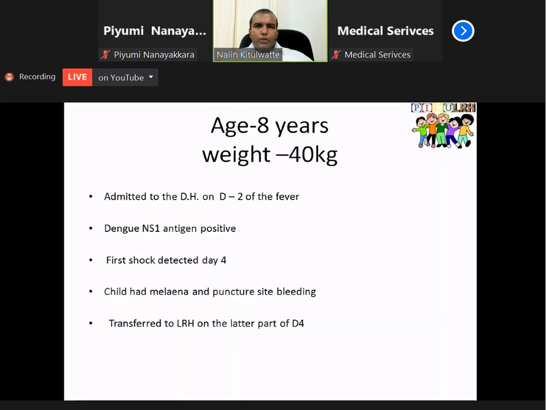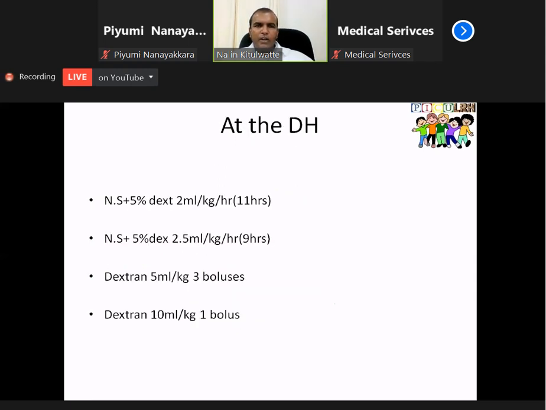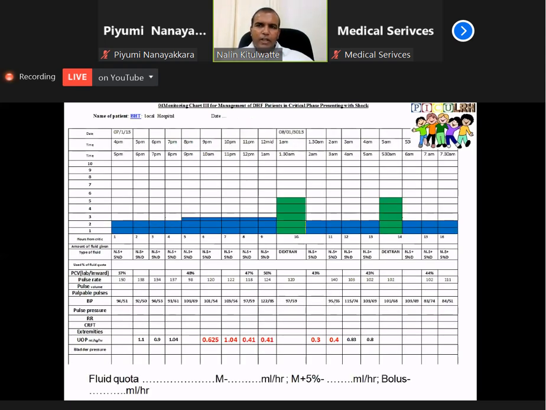So very briefly, two cases. This one is a 40 kilo child admitted to a district hospital on day 2 of fever. NS1 was positive. First shock detected on day 4. The child had melena and tongue-side bleeding. Transferred to LRH in the latter part of day 4. This is how they managed: normal saline in 5% dextrose, 2 ml per kilo over 11 hours, 2.5 ml over 9 hours, dextran half boluses 3, and dextran full bolus 1. I have put this into the chart.